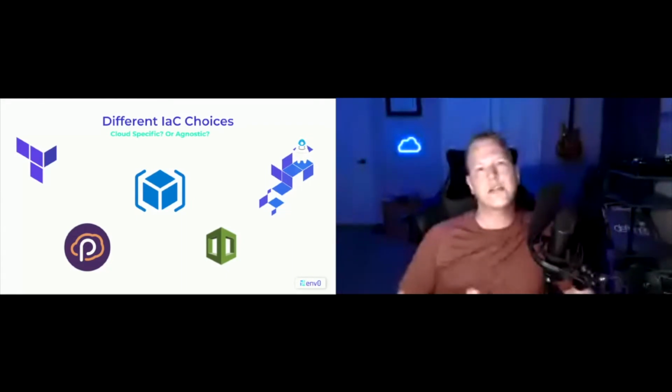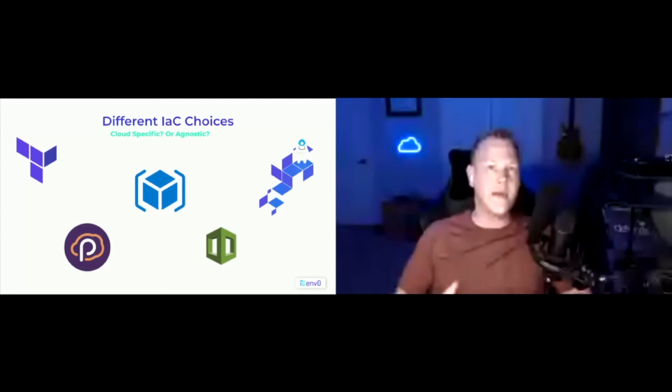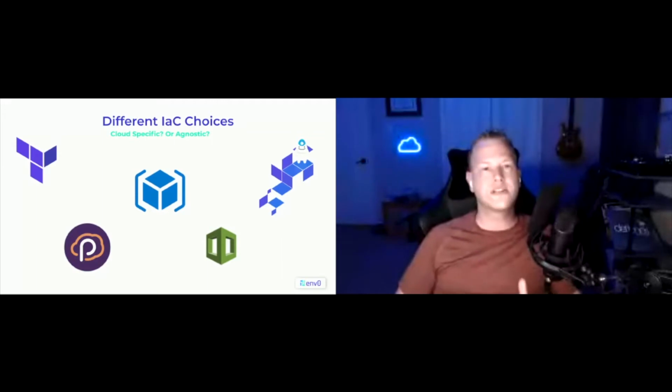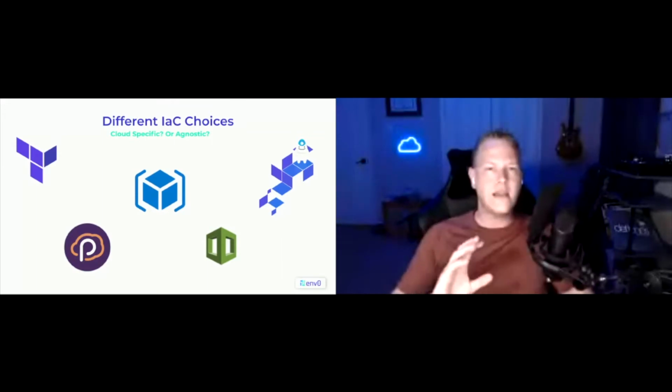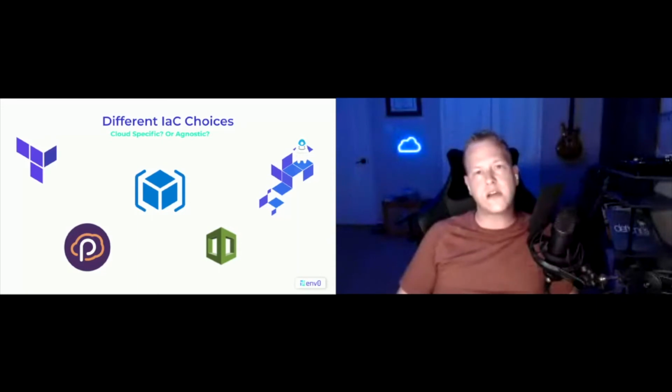So we're going to talk a little bit about the different choices that you can make, maybe some of the pitfalls that come along with that. And we're going to start with the different infrastructure as code choices here. Now, the first thing you've got to figure out is, are you going to go with cloud specific or are you going to go with cloud agnostic?